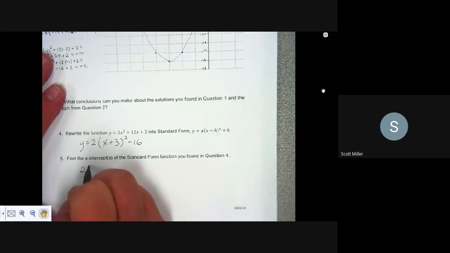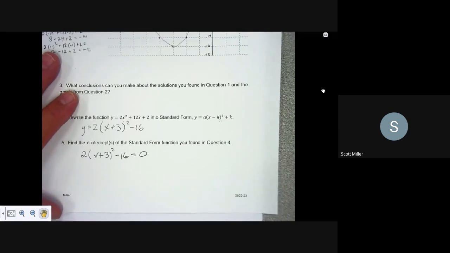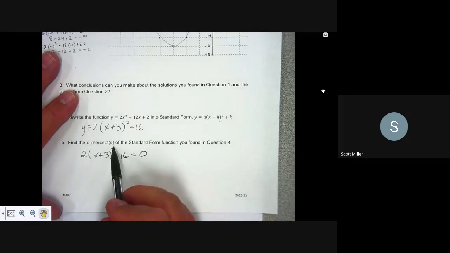Now, to find the x-intercepts, I have to take that and make it equal to 0. So when is this minus 16 equal to 0? So we're going to solve this. To help you solve this, I want you to see this quantity right here as a single object that I need to get by itself.